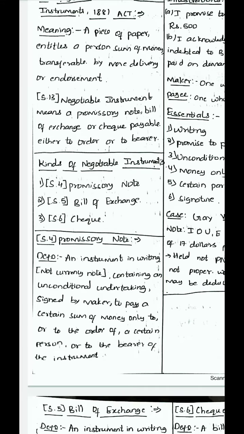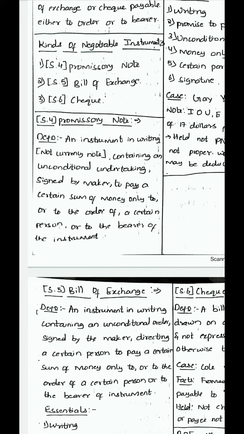Kinds of negotiable instrument. So we have three kinds of negotiable instruments. The first is a promissory note, the next is a bill of exchange, and the third is check. So promissory note. What is a promissory note? A promissory note is an instrument in writing which is not a currency note and containing an unconditional undertaking signed by the maker to pay a certain sum of money only to or to the order of a certain person or to the bearer of the instrument. So it is basically a piece of paper.